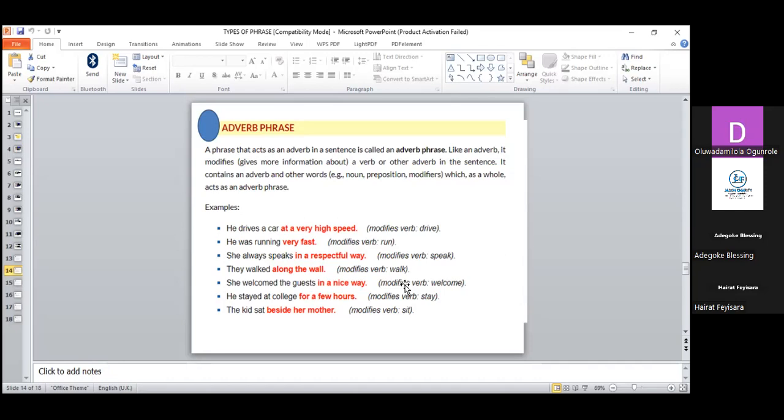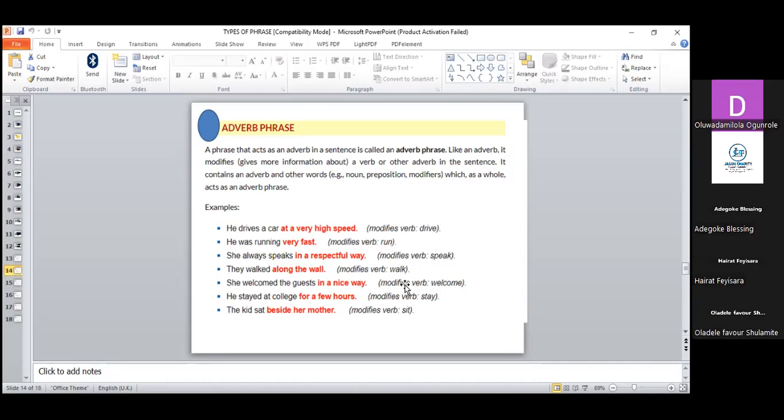But basically, we are not looking at the definition of the adverb. We are looking at a function of an aspect of the adverb, and that is the adverbial phrase or the adverb phrase. Now, an adverb phrase acts as the adverb in a sentence. It gives more information about a verb or other adverbs in a sentence. It contains an adverb, maybe a noun, preposition, or modifier, which as a whole acts as an adverb.